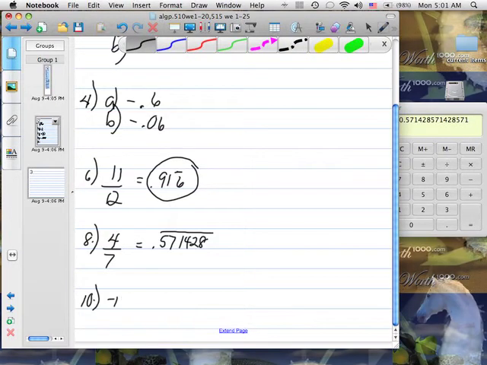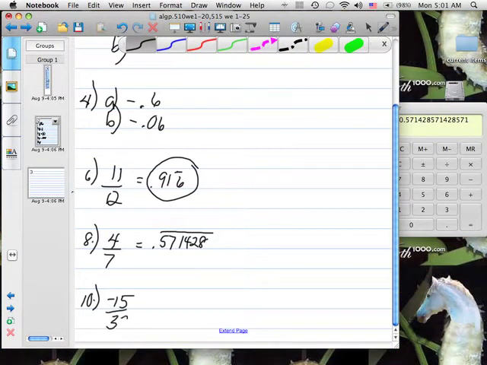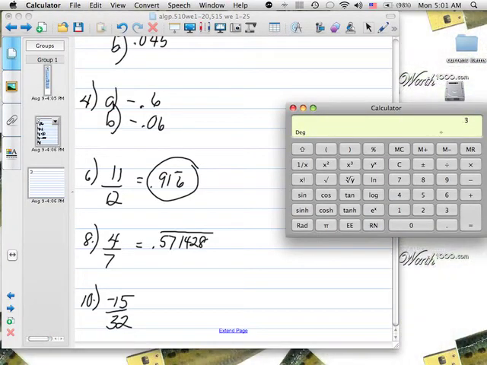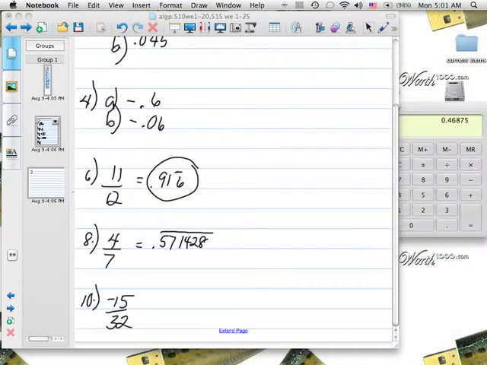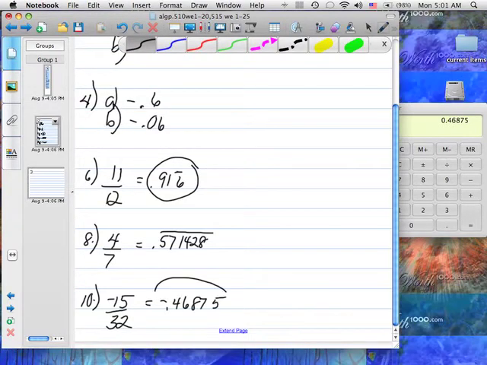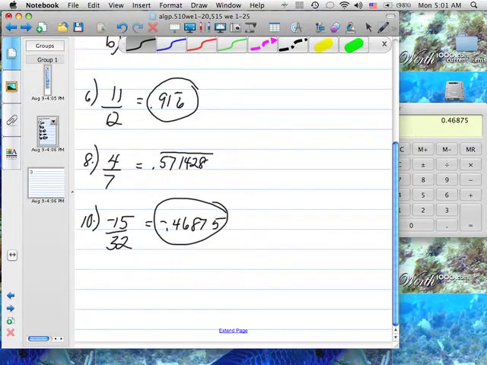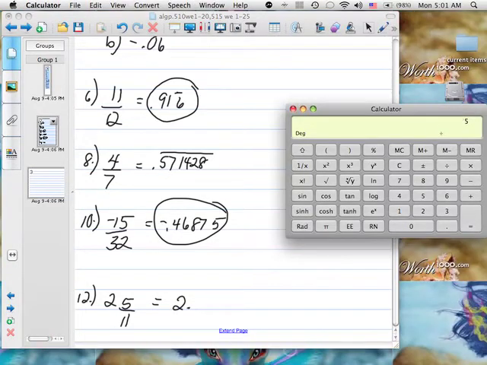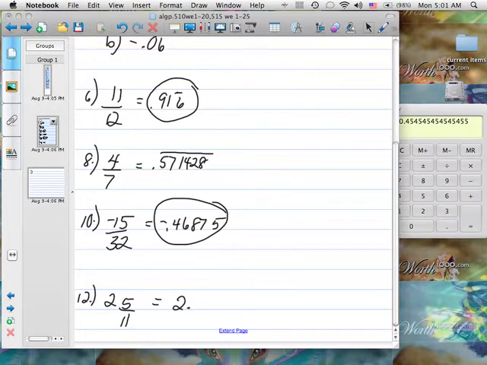Number 10, -15/32. So 15 divided by 32 is -0.46875. Problem number 12, 2 and 5/11. We can write that as 2 point whatever 5/11 comes out to be. So 5 divided by 11 is 0.45 repeating.